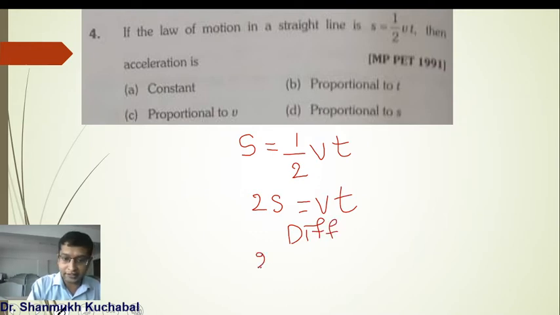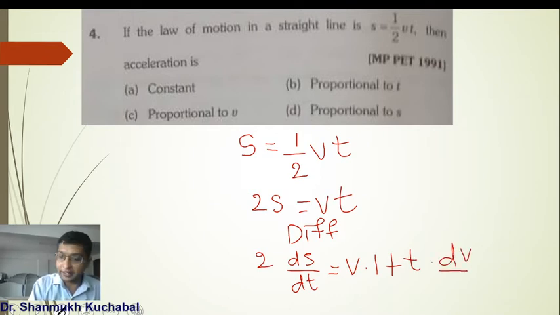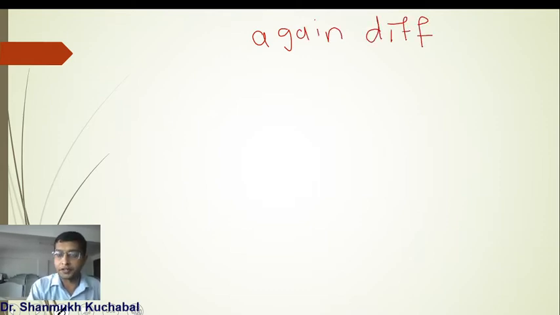So 2s, as it is; differentiation of s is ds by dt, and we have to use the product rule. First function as it is, second function differentiation is 1; second function as it is, first function differentiation is dv by dt. So further, acceleration we need to calculate. Once again we differentiate. So again differentiating, again we have to differentiate.